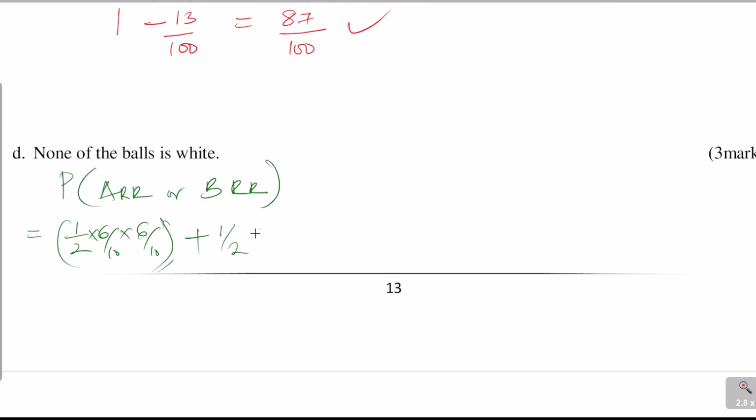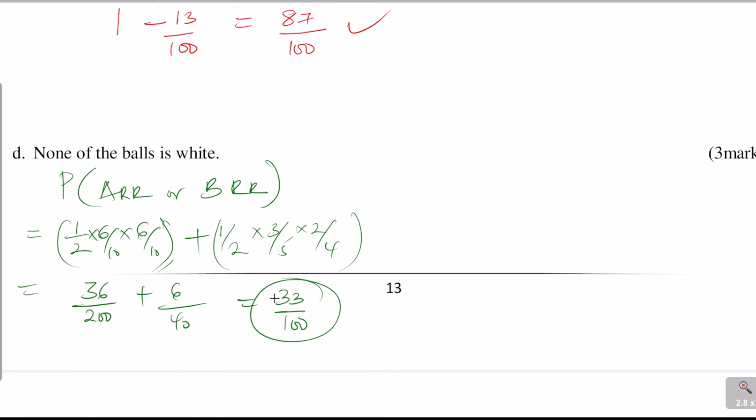Half times 3/5 times 2 over 4, like that. So when you work out these, everything here, this will be 36 over 200 plus 6 divided by 40. And when you add that using a calculator, this will give 33 over 100. And that is simply how you are supposed to solve that question.